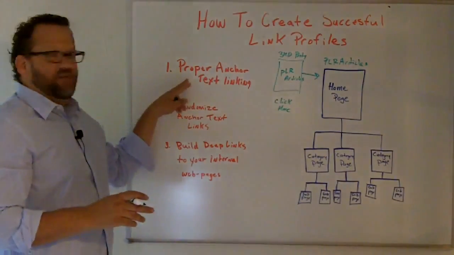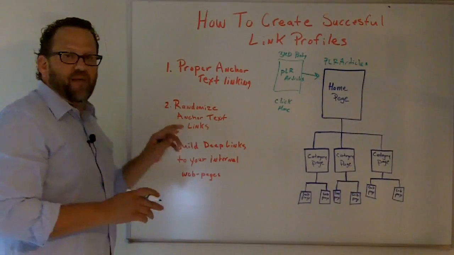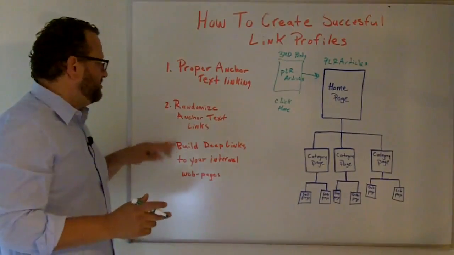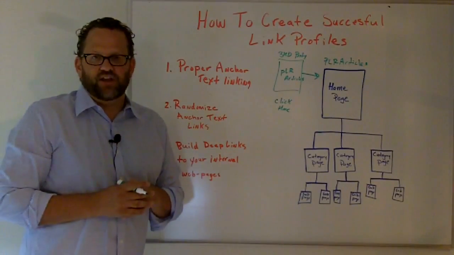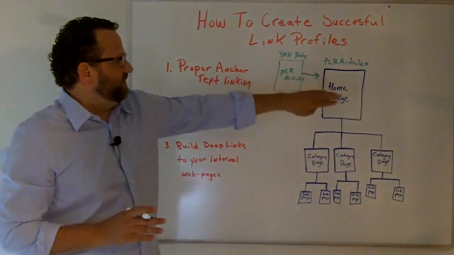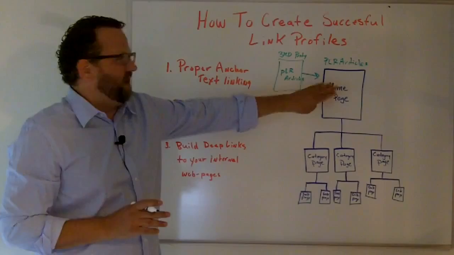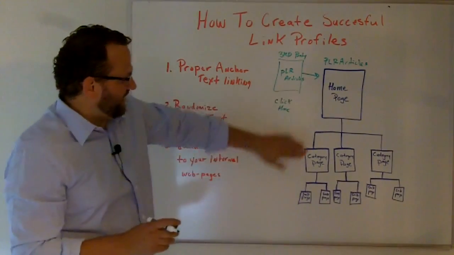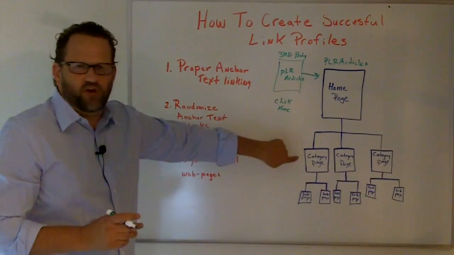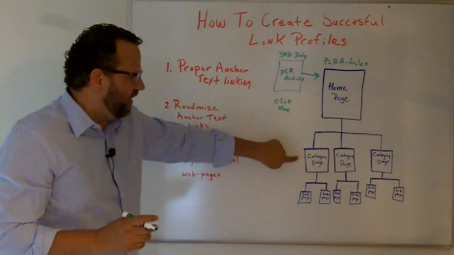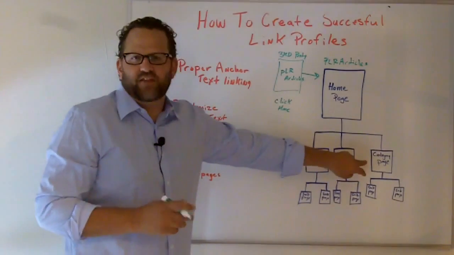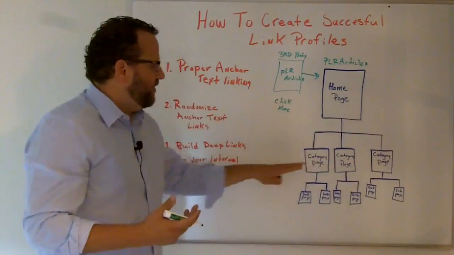So far we covered using proper anchor text and then randomizing your anchor text links for the different words that you use. The third thing that you want to remember is you want to build deep internal links to your other subpages. So, for example, if we're looking at this site here, the home page is optimized for PLR articles, and then what we have is I have my category pages. So let's say I have one category page called Hobby PLR Articles. I have another one that's Internet Marketing PLR Articles, and then I have one that's Holiday PLR Articles. So those are my categories.